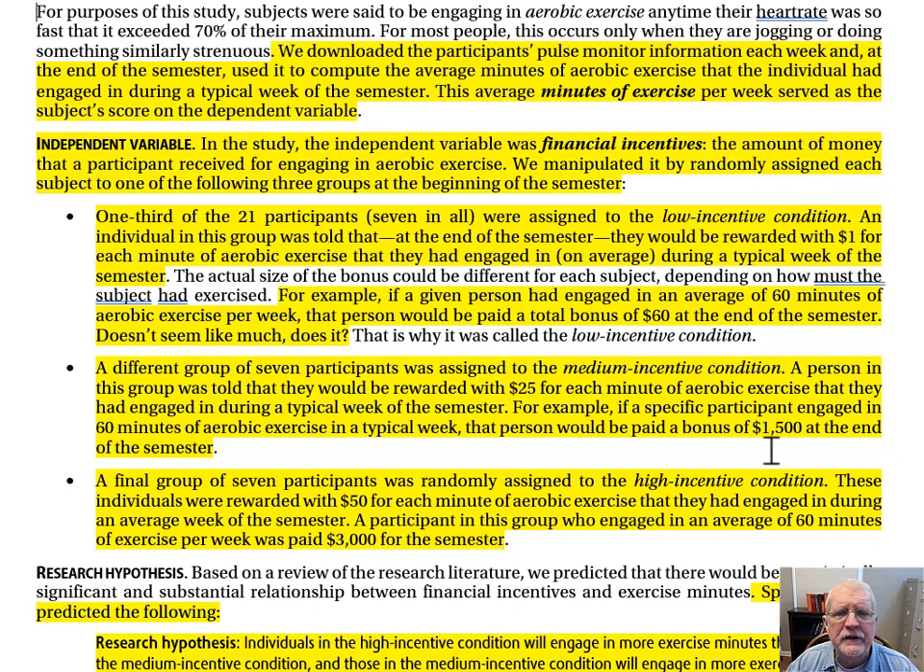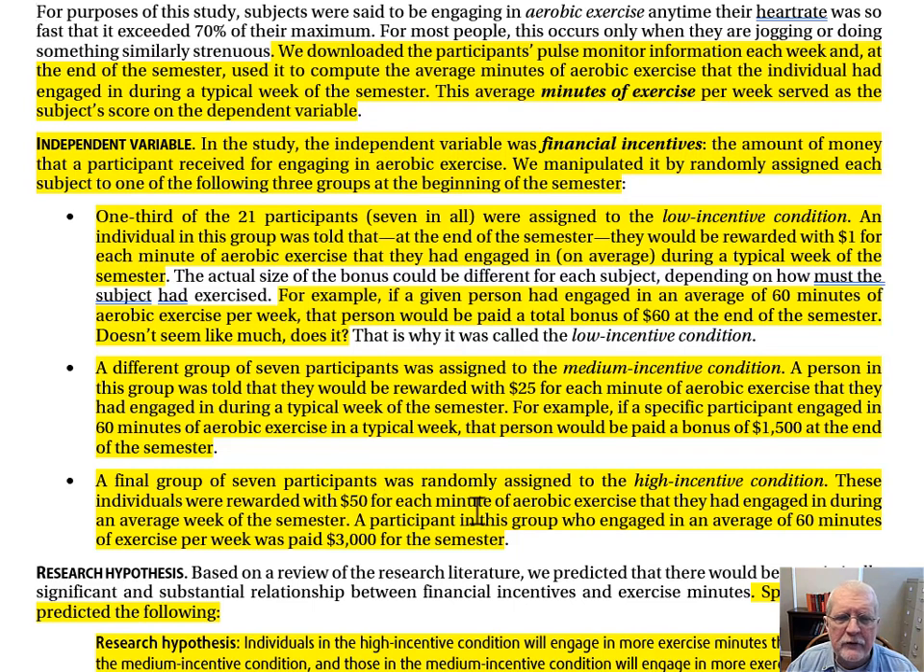A different group of 7 participants were instead assigned to the medium incentive condition. A person in this group was told that they'd be rewarded with $25 for each minute of aerobic exercise that they engaged in during a typical week of the semester. For example, if a specific participant engaged in 60 minutes of aerobic exercise in a typical week, that person would be paid a bonus of $1,500 at the end of the semester. That's the medium incentive condition.